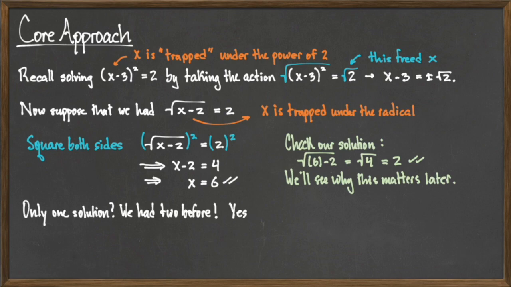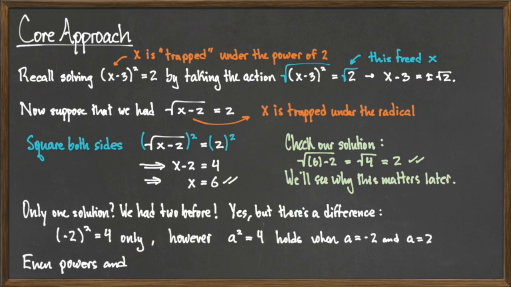One very fair question is, why do I only get one solution? Because we were getting two solutions when I was taking the square root of both sides. So what's going on here? Why are we only getting one solution for a radical equation?